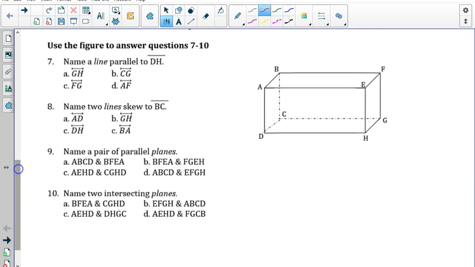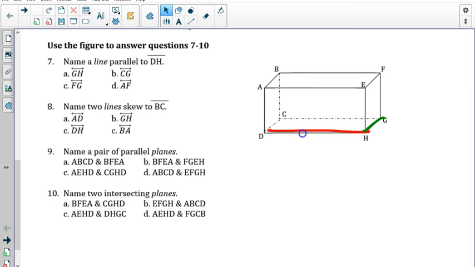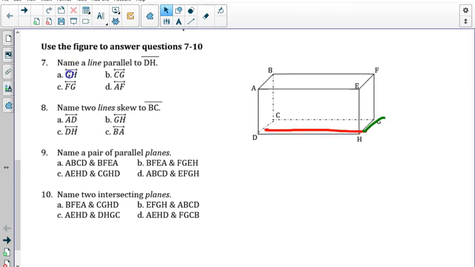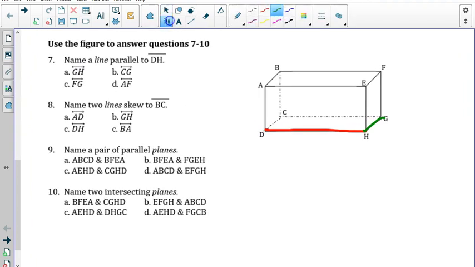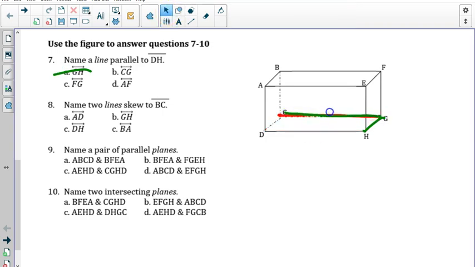Okay, 7 through 10, use this figure. Name a line parallel to DH. Well, where's DH? It's right here. Now, what's parallel to that? CG, AE, and BF. So let's see what our choices are. GH. Definitely not parallel, but intersecting. CG, where's that? That's back here. That is definitely parallel.